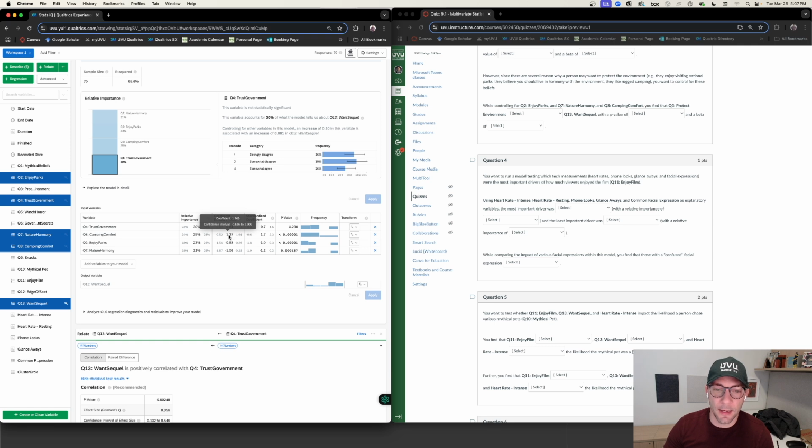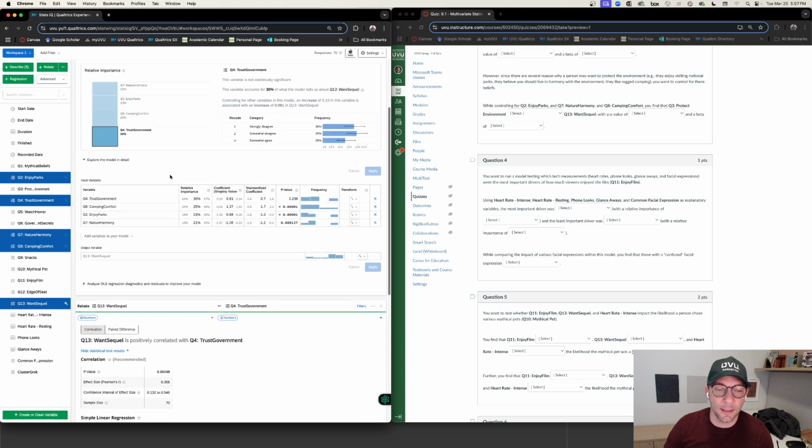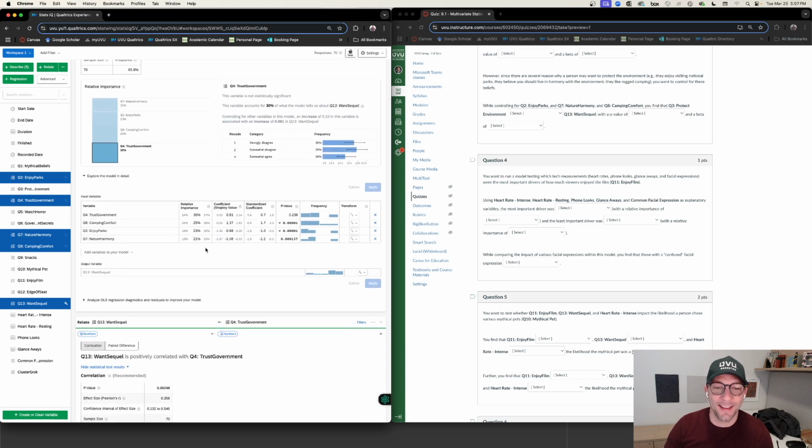So this is going to be my beta here. Before, we had to look at the model it wrote out and pull the beta off of there. This is just going to put our betas right here for us, which is nice. But yeah, so this is a positive beta and significant.